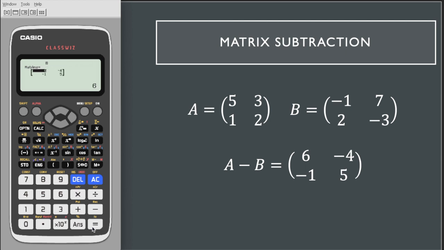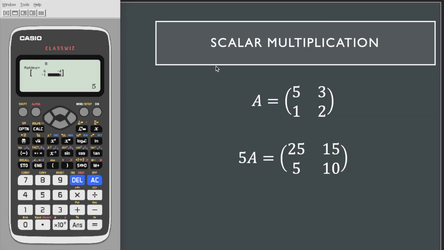If we press equals, as you can see, we've got 6, -4, -1, and -5. And that is what we worked out here. Next, we're going to look at how we can perform scalar multiplication. So this is where we take some scalar value and multiply it by our matrix.